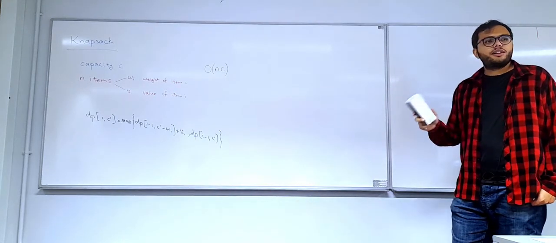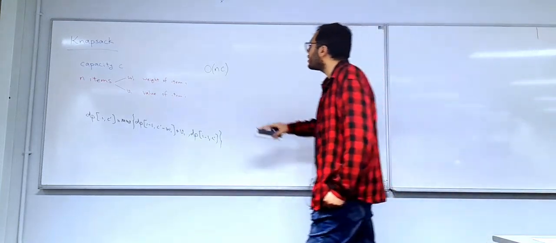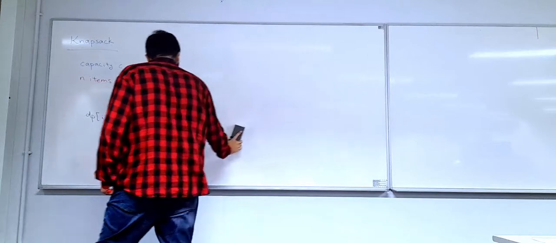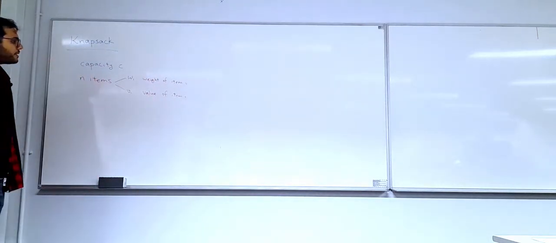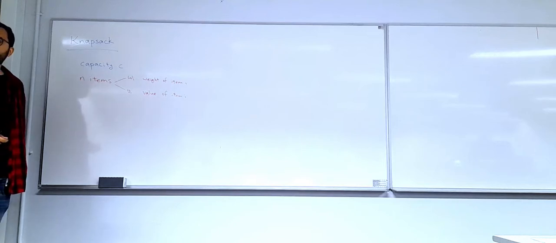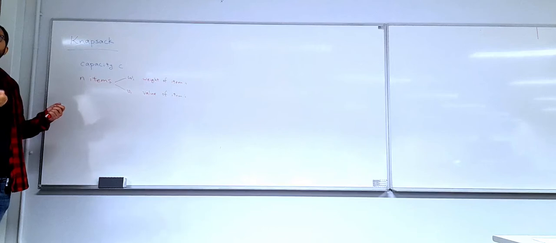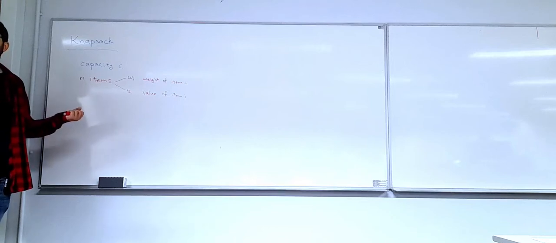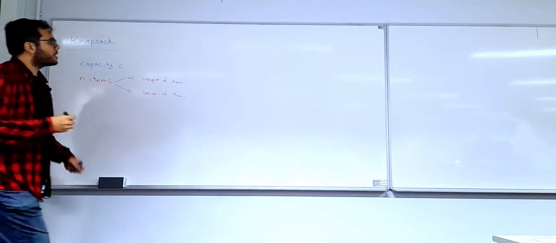But now I want to make the problem a little bit more interesting, and I want to add some conditions between these items that we have. For example, I'd like to say that some items are prerequisites of other items. It might be the case that one item depends on another, and if you want to take this one, you have to also take the other.